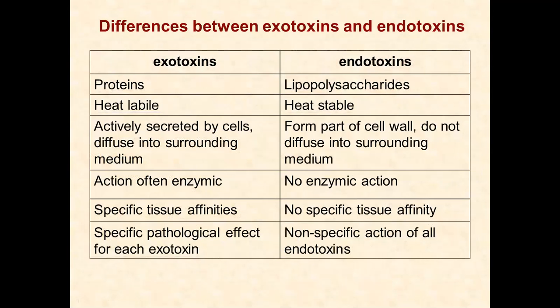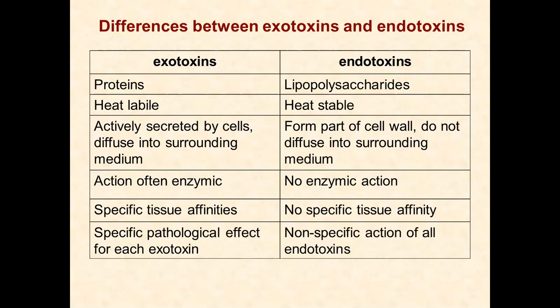A very important pathogenicity factor of bacteria is toxins. They are divided into two large groups, exotoxins and endotoxins. And this table illustrates the difference in their properties. All exotoxins are proteins in their chemical composition, while the endotoxins are lipopolysaccharides.